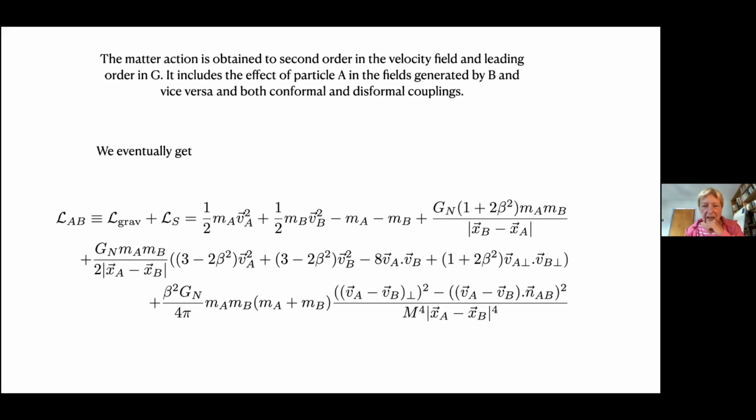The thing to note, we've got the correction term coming in at order beta squared. This is the conformal factor. And so that we would have had G_N m_A m_B over x_B minus x_A. Now we've got this coming in as 1 plus 2 beta squared as a modification to gravity. We've got other mess coming in down here. And somewhere or other here, we've got a term going as 1 over M to the 4. So there's a modification coming from the conformal coupling and the disformal. And the disformal also depends on the conformal coupling. So this is a sort of action.